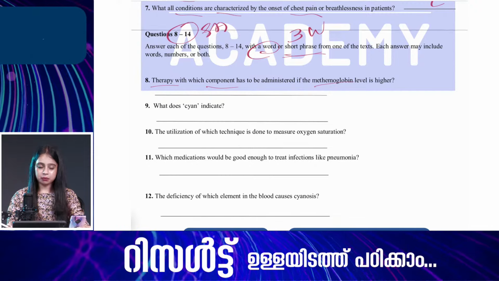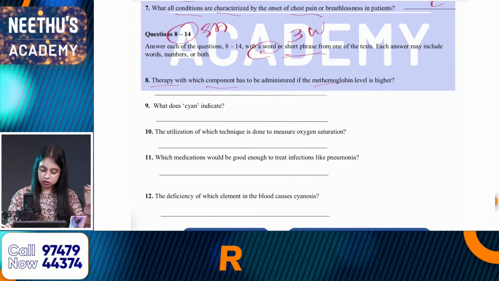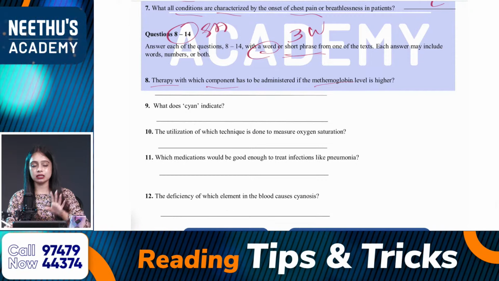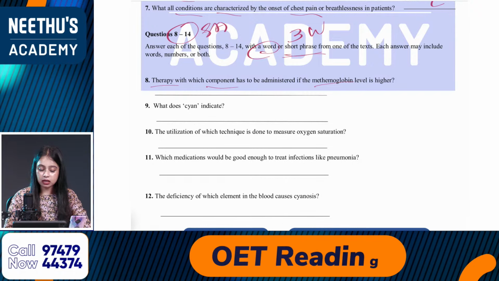Thank you so much for the active participation. Yes, Anu, Roshna, Reshma, Jobin, Star, Delighta, Joshna, John, Saji, Jacob, Divi. Yes, it is methylene blue. Very good. Ninth one: what does cyan indicate?